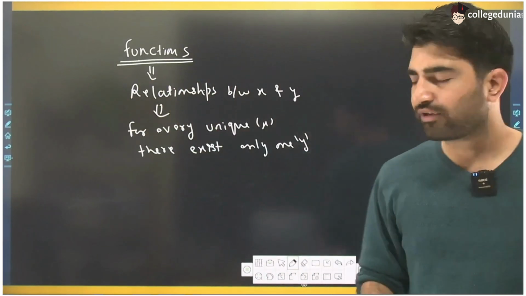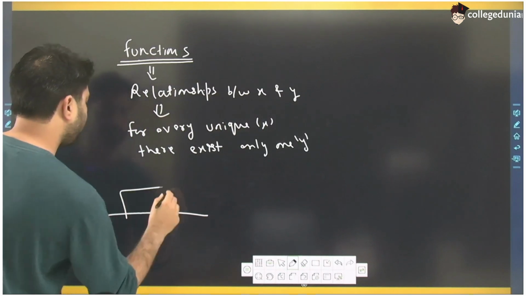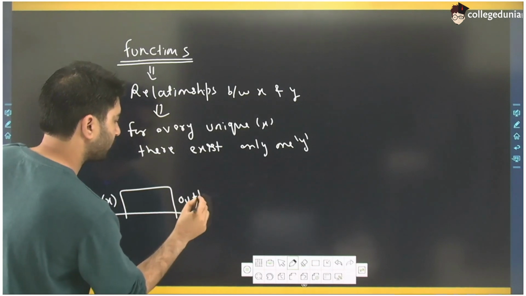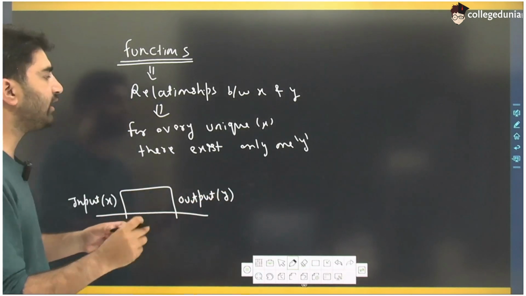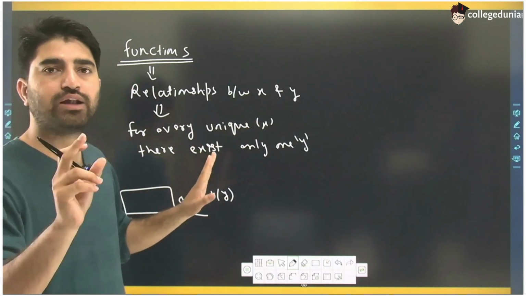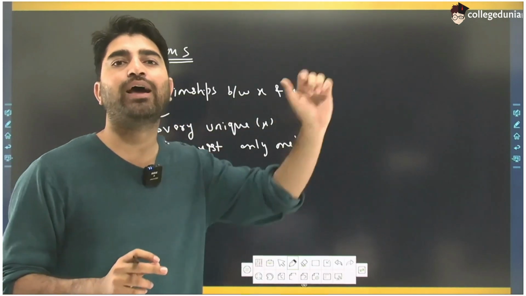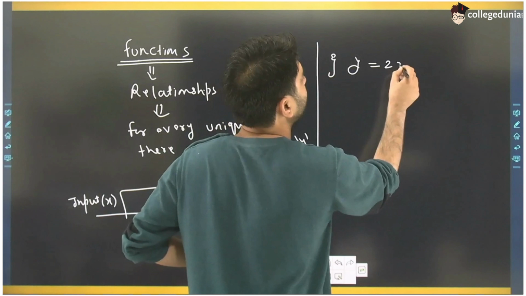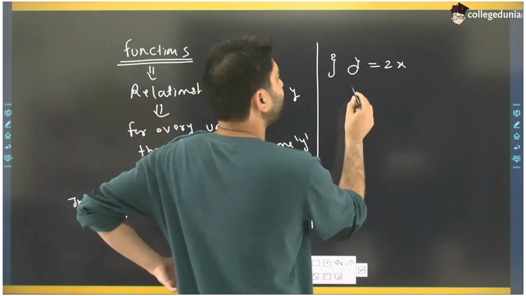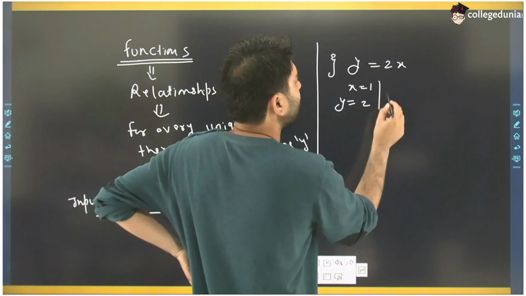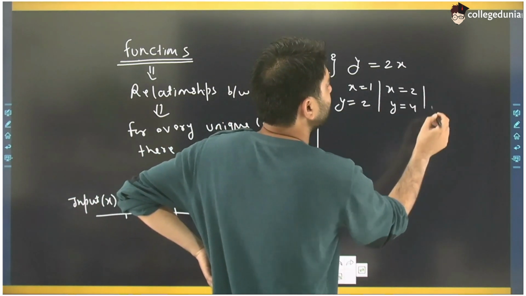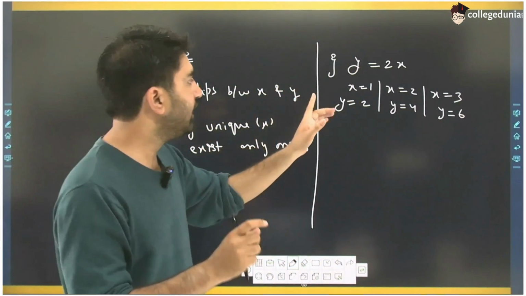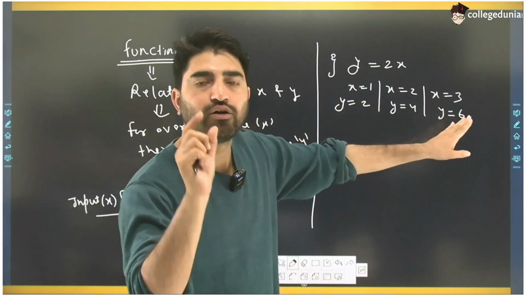Okay, so basically in a function we talk about input, which is x, and output, which is y. For every single value of x, there exists only one value of y. For example, let's say y is equal to 2x. For x equal to 1, y will be 2, for x equal to 2, y will be 4, for x equal to 3, y will be 6. For every unique value of x, it will give only one different value of y.